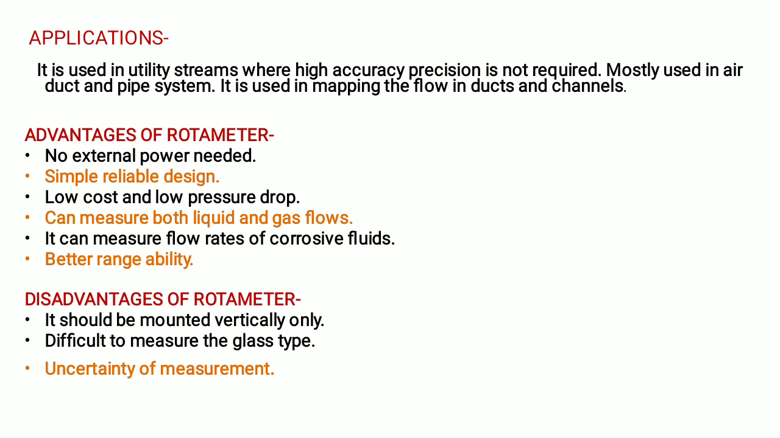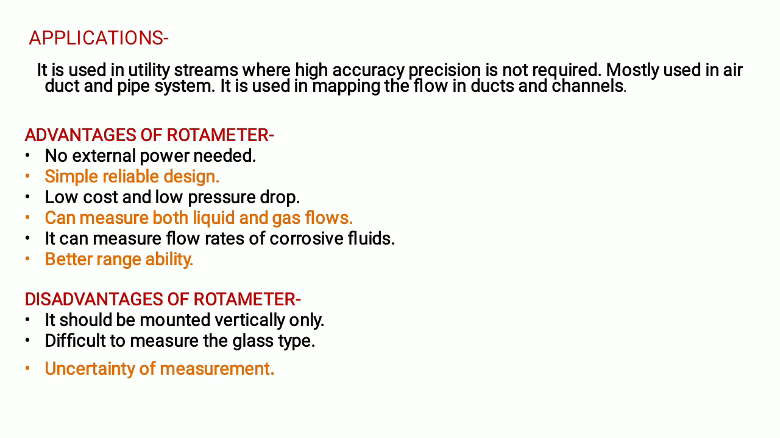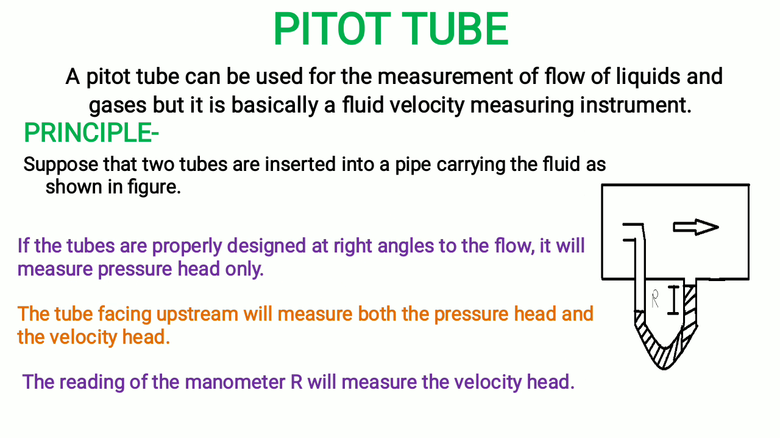Some disadvantages of rotameter are it should be mounted vertically only, no provision of horizontal one. Then it is difficult to measure the glass type, then uncertainty of measurement. All these are the disadvantages of rotameter, right? So this is how it looks like. Next one is Pitot tube.